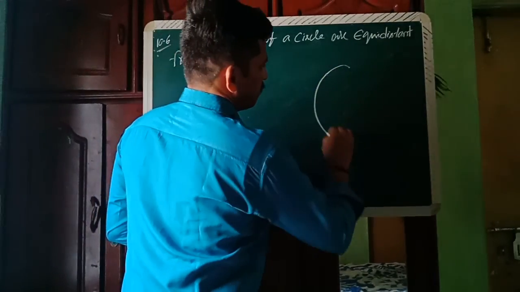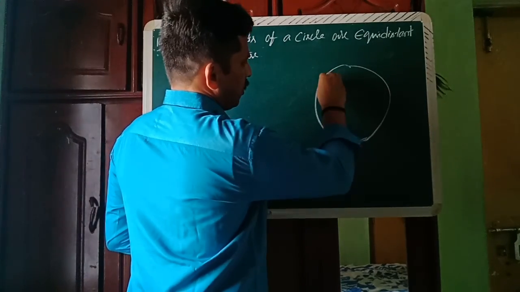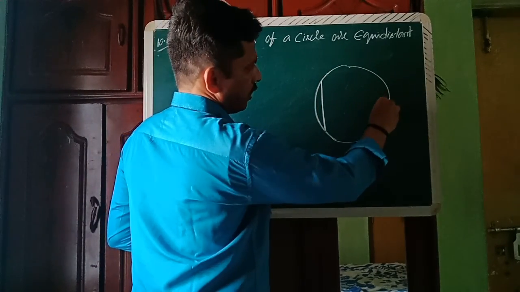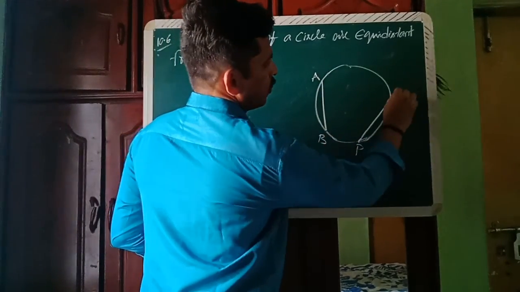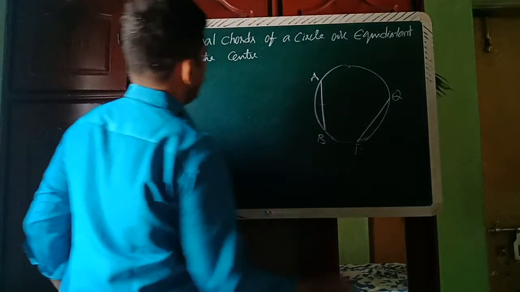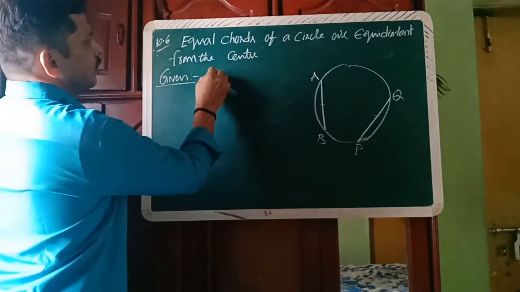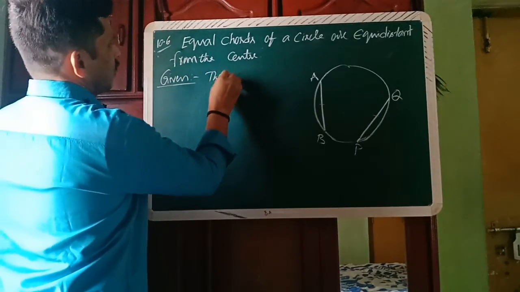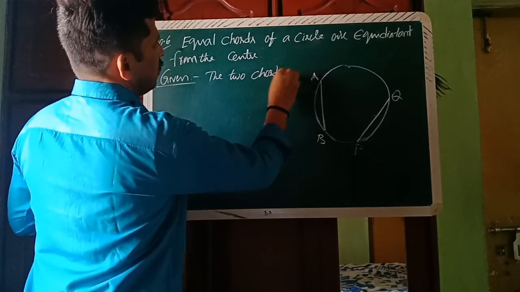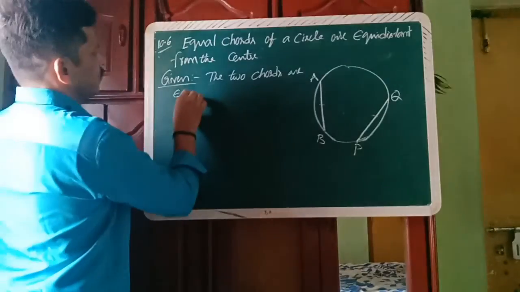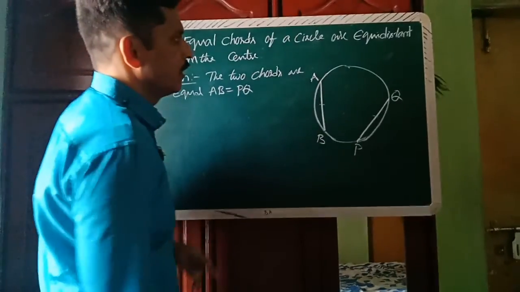After the diagram, take two chords. These two chords are equal, AB and PQ. What is given? The two chords are equal, that is, AB is equal to PQ in a circle C1.